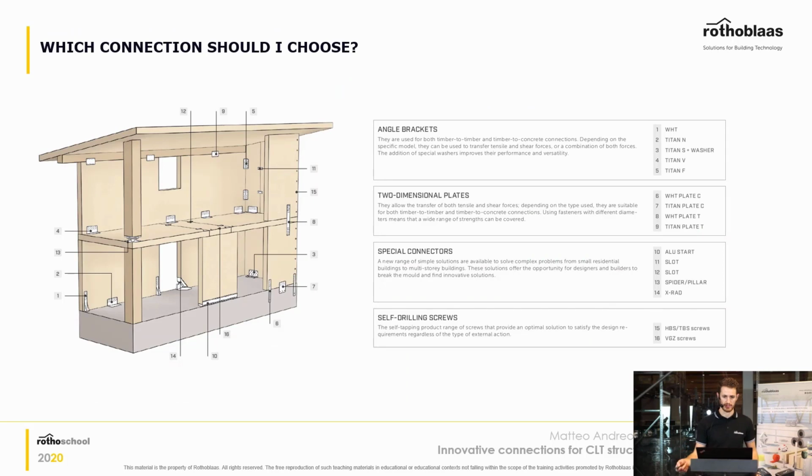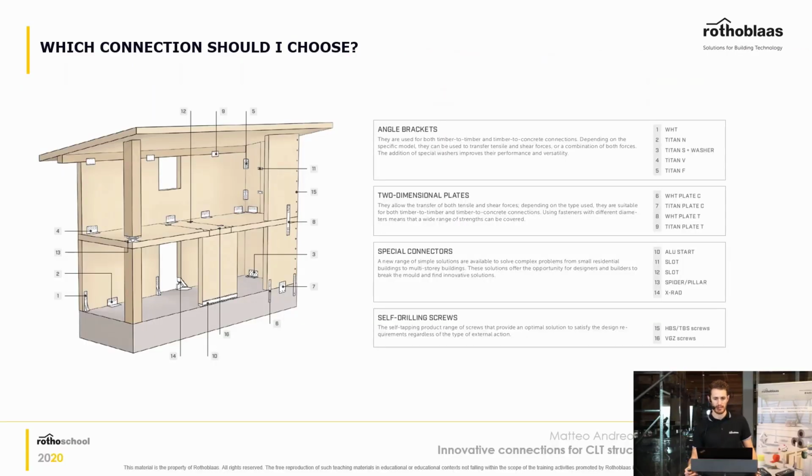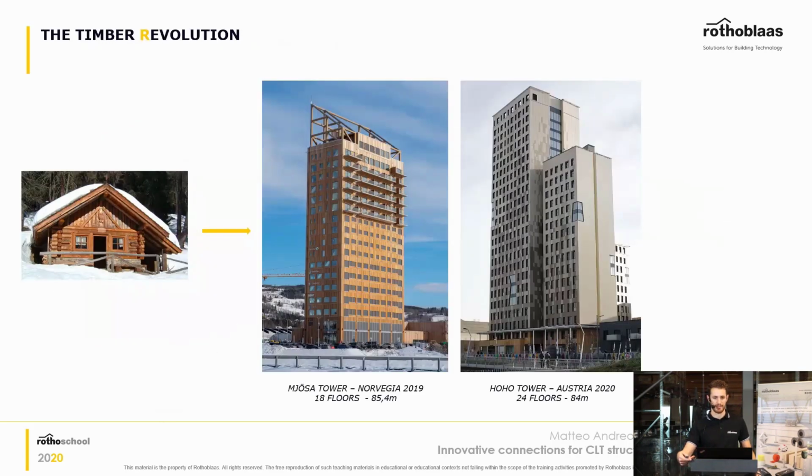We'll see in the presentation how that works and why, in a way, it's a better approach to the issue. So in a CLT building we have a lot of different connections: connections between CLT wall panels, floor panels, and so on and so forth. In this lesson, we are going to explain some of these connections, and I hope that you will be able to better choose the right product for one connection or the other.